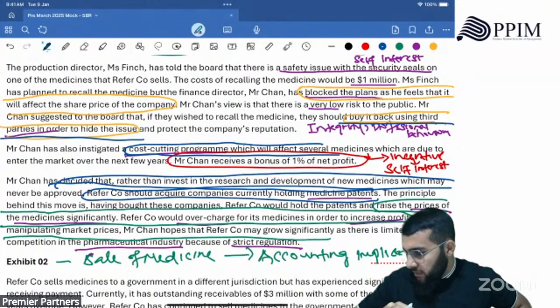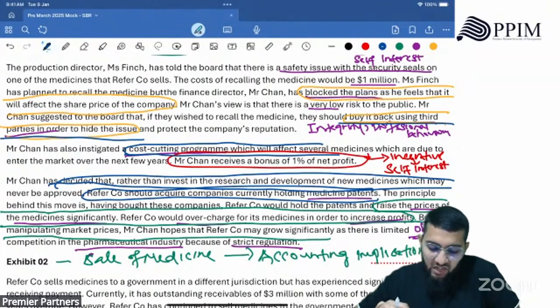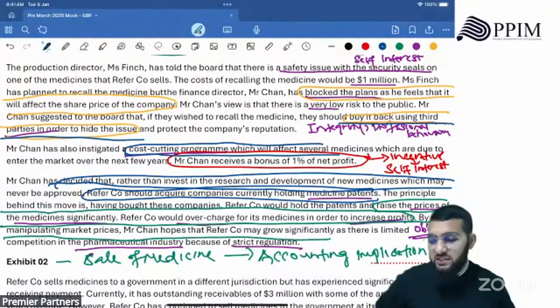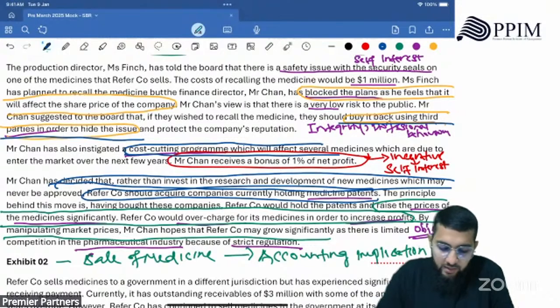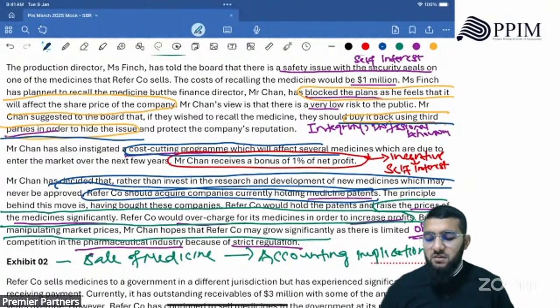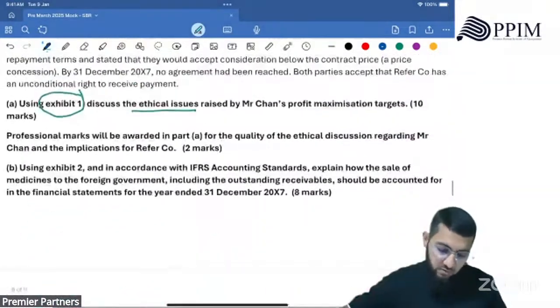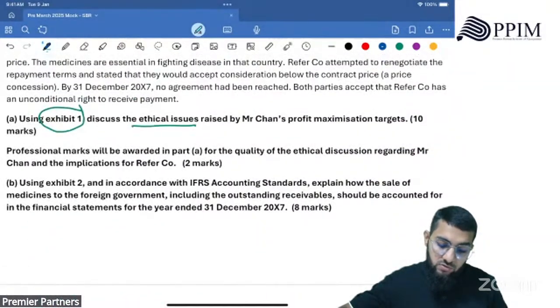Okay. So he, as an accountant, also needs to ensure that whatever the motives are, it should be of a positive good, which in this case is causing more harm than good. Okay. So that's how you explain. Now here, there is no need of bringing in what they're saying: ethical issues raised by Mr. Chan's profit maximization targets. Ethical issues.